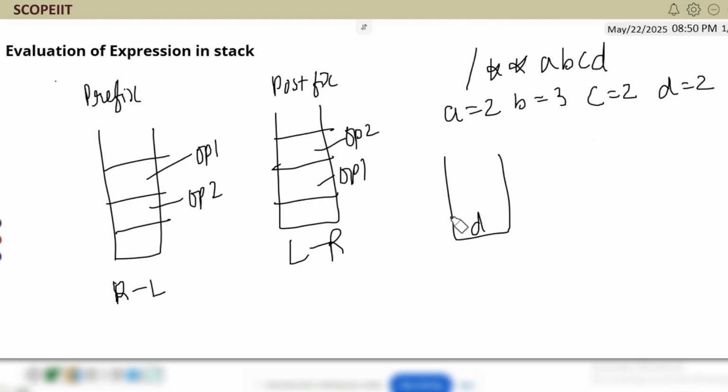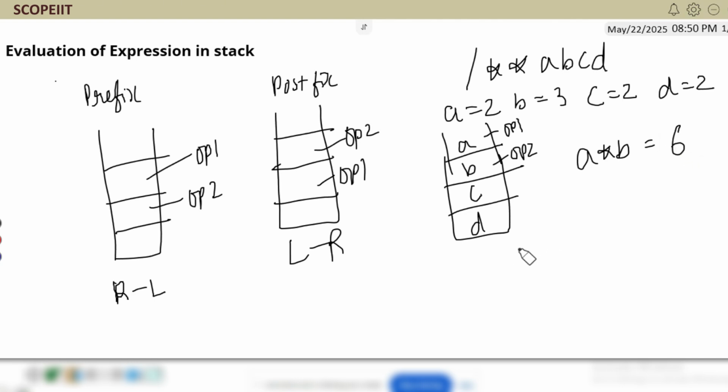So we will insert D into the stack. Next is C, we'll insert. Next is B, we will insert. Next is A. After that, what is the next one? Multiply. Multiply means we will pop. And it is a prefix expression, so this is your operand 1 and this is your operand 2. So it will be A multiplied by B. What is the value of A multiplied by B? 2 times 3 is 6. So now in the new stack, D is already there, C is already there. Now we will push 6 into the stack.